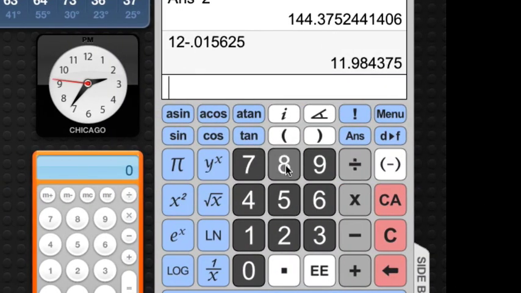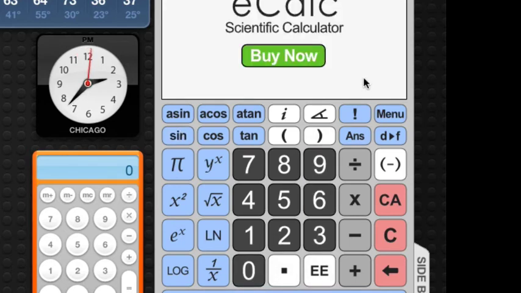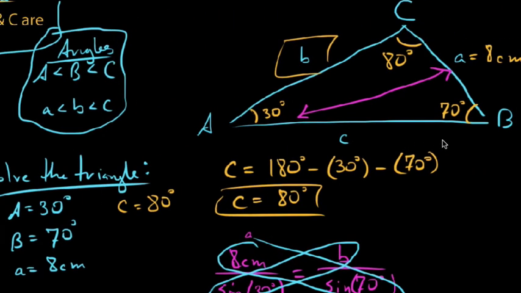So we have 8 times sine 70. First of all, our numerator comes out to be this value, 7.51575. We're going to take this divided by the sine of 30, sine of 30 degrees, mind you. And we end up with a value that is approximately 15. We'll say about 15.0. I want to keep that 0.